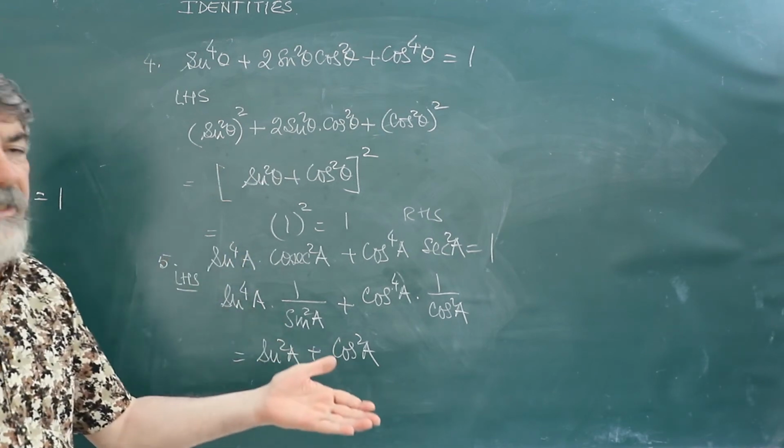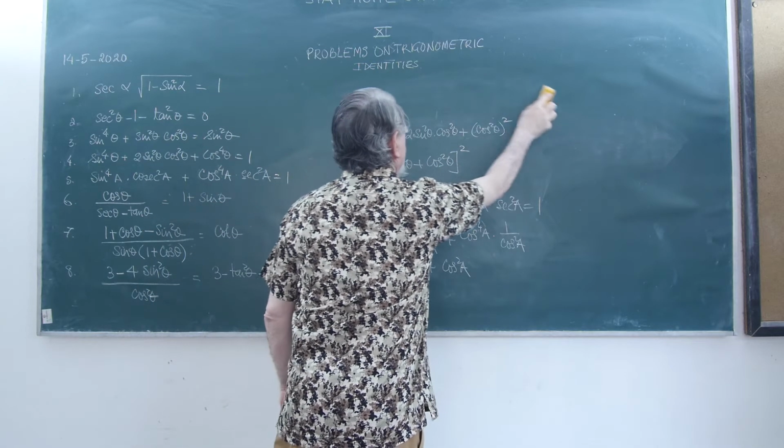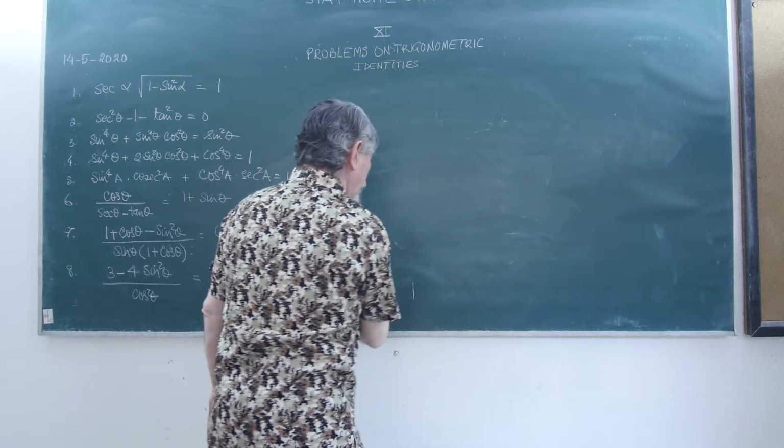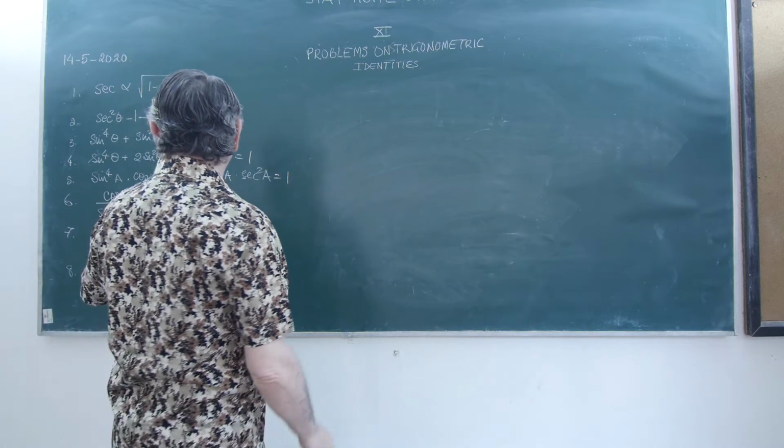So from left hand side to the right hand side, we are using the properties. And what are the properties? Generally the identities which we have learned till now, we are applying only those identities. Now let us see question number 6.